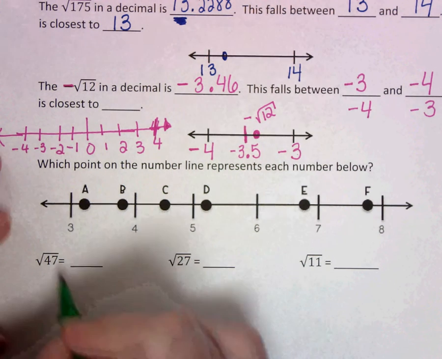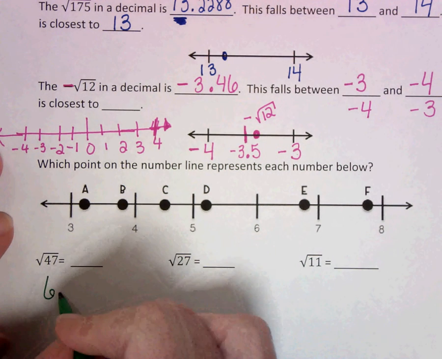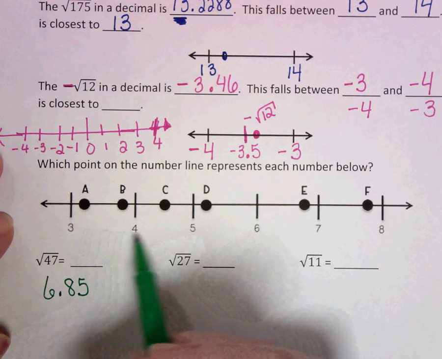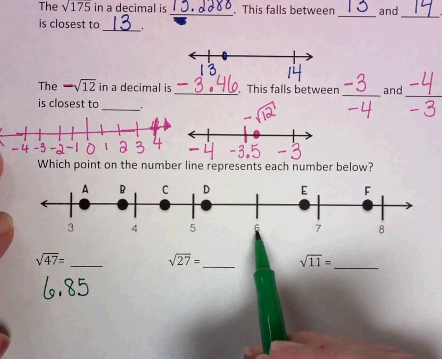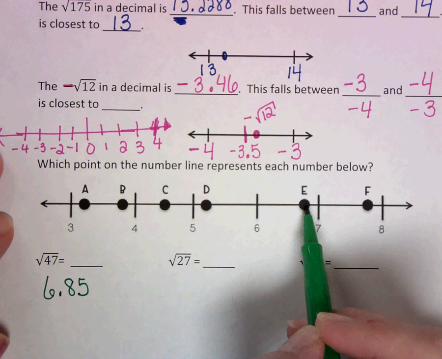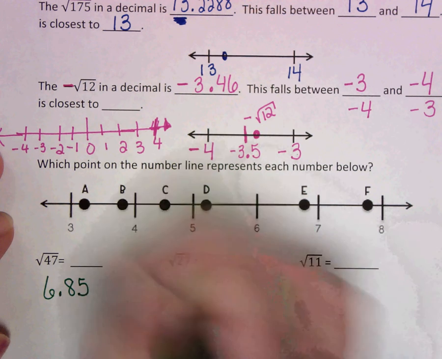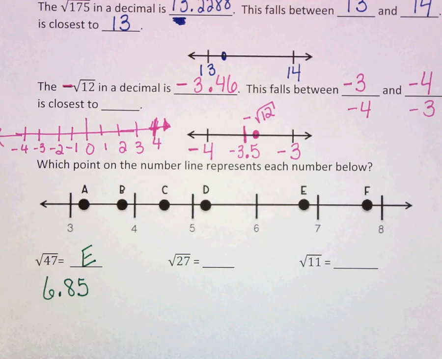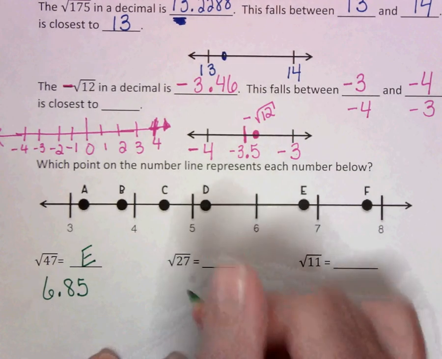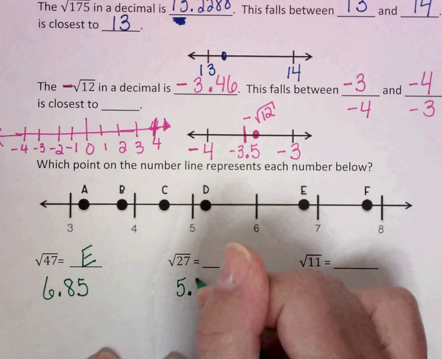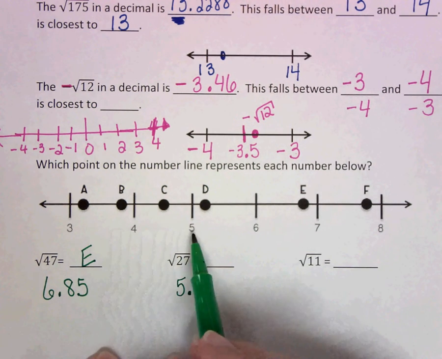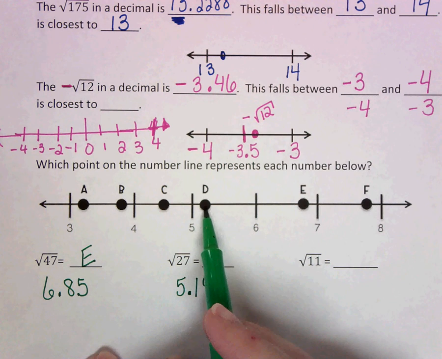The square root of 47 is about 6.85. So I'm going to have to find 6 on my number line. Here's 6. And there's only one point that could be, 6.85. The square root of 27 is 5.19. So let me go find where 5 is. Oh, only one possible point it could be.